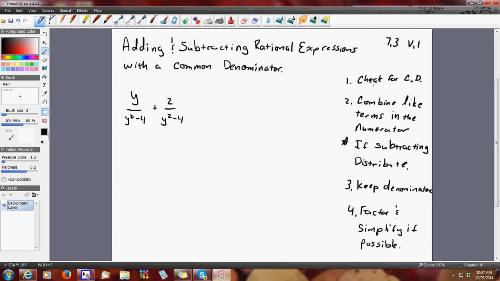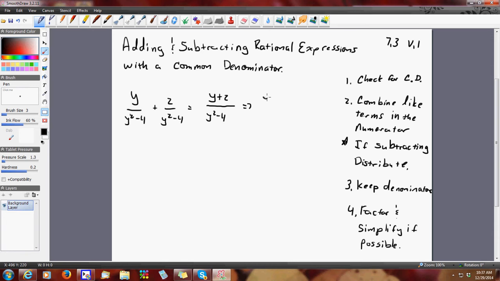So here I have, check for a common denominator, and I do have a common denominator. It's y squared minus 4. So it's combine like terms in the numerator. So I'm going to write it as y plus 2 over y squared minus 4. It's subtracting to distribute, but we weren't subtracting, so I don't have to worry about that. Keep the denominator the same, which I have. And then factor and simplify if possible.